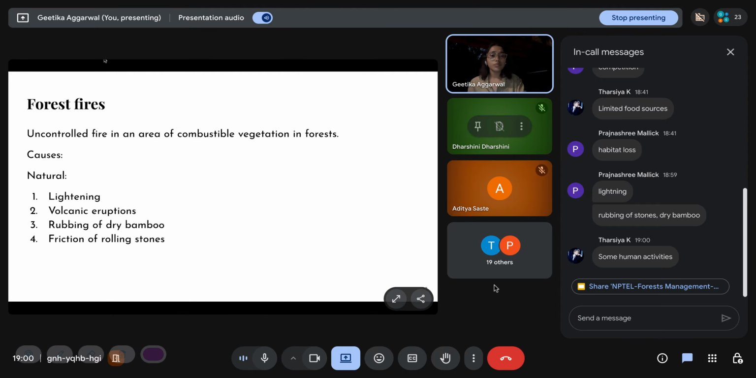So rubbing of dry bamboos: usually bamboo in the dry season becomes combustible, and if because of wind two dry bamboo plants are rubbing against each other, they can actually lead to friction and fire after that. And friction in rolling stones: if again in the dry season there are certain stones which are rubbing against each other because of the wind or certain activity. Or, as we know, in certain areas it's actually the birds that are setting fires to certain zones of the forests.